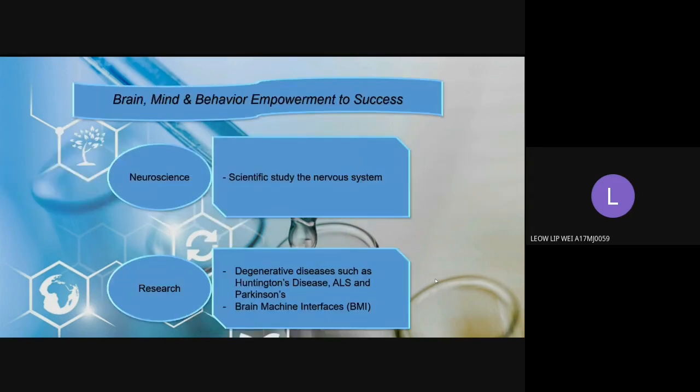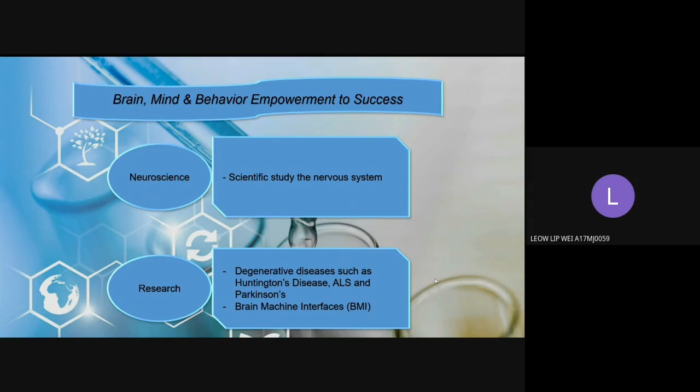So, how does bioengineering bring the human brain, mind, and behavior empowerment to success? Neuroscience is the one that can be related to this. Neuroscience is the scientific study of how the nervous system develops, its structures, and what it does. Neuroscientists focus on the brain and its impact on behavior and cognitive functions. However, not all neuroscientists directly study the brain, but brain research tends to capture their attention and imagination.